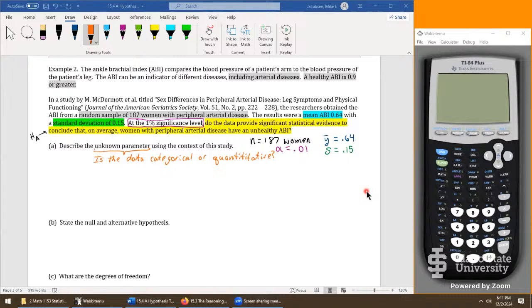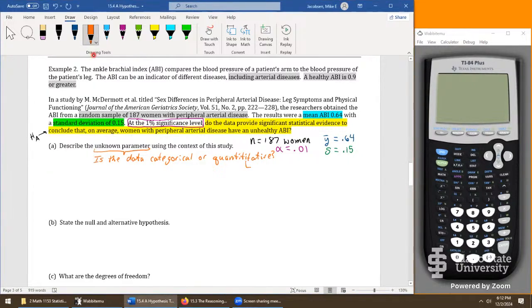Absolutely. It's kind of hard to tell here, to be totally honest, but I don't see any percentages. I don't see any proportions. And these data values, 0.64, they do have a unit. It's units of ABI, ankle brachial index. Yeah, exactly. They're just talking about one thing. Yeah, no successes, failures, is that what you're referring to? Exactly. That's a great way to think about it as well. So that tells us it is quantitative.